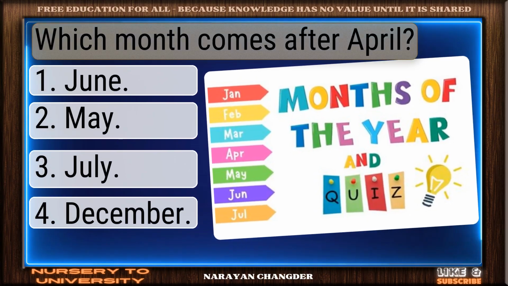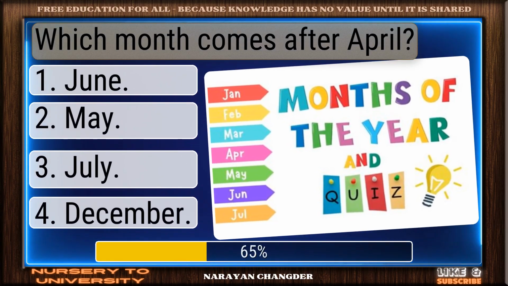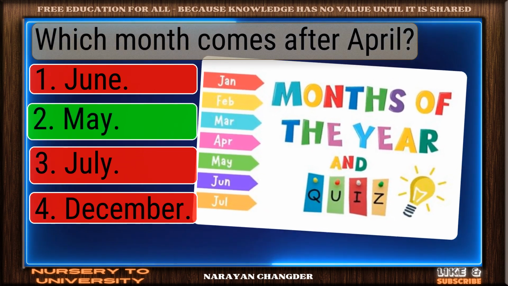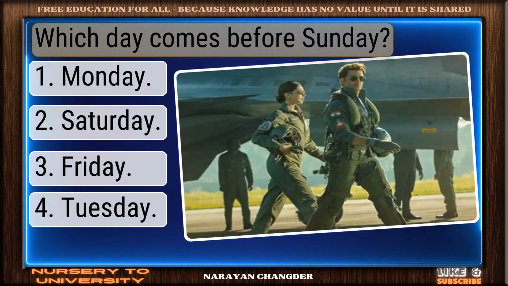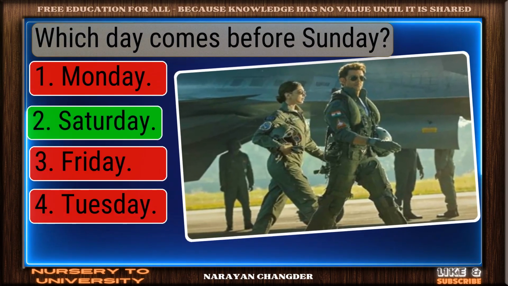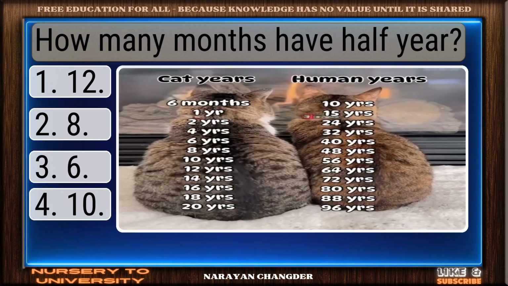Which month comes after April? Sharp thinking. May is the right choice. Which day comes before Sunday? On track. Saturday is the correct answer.